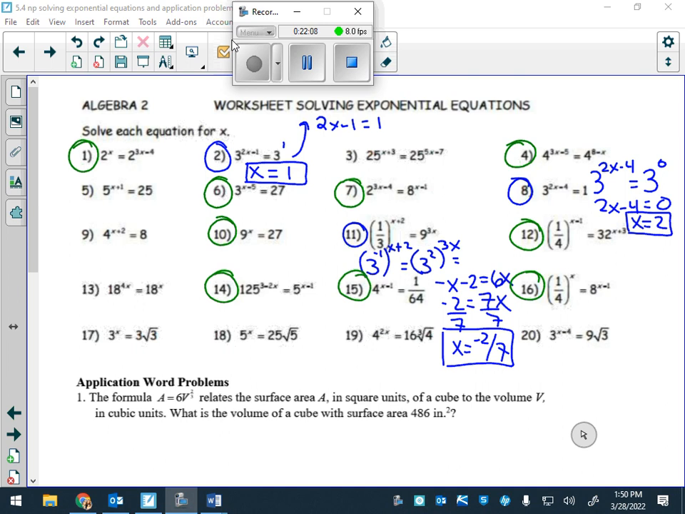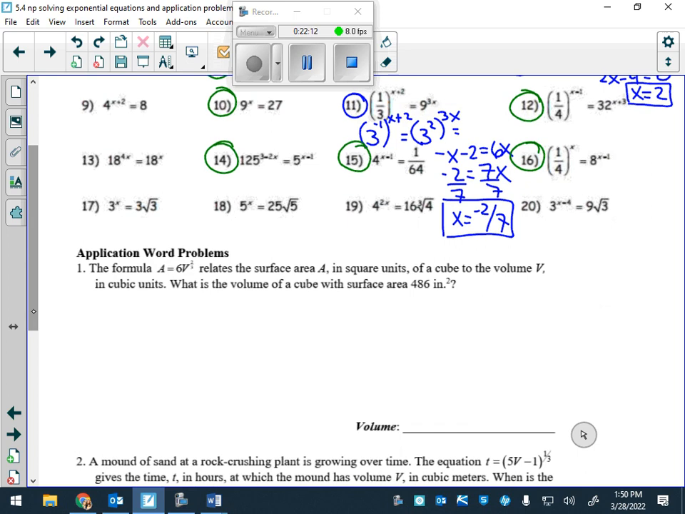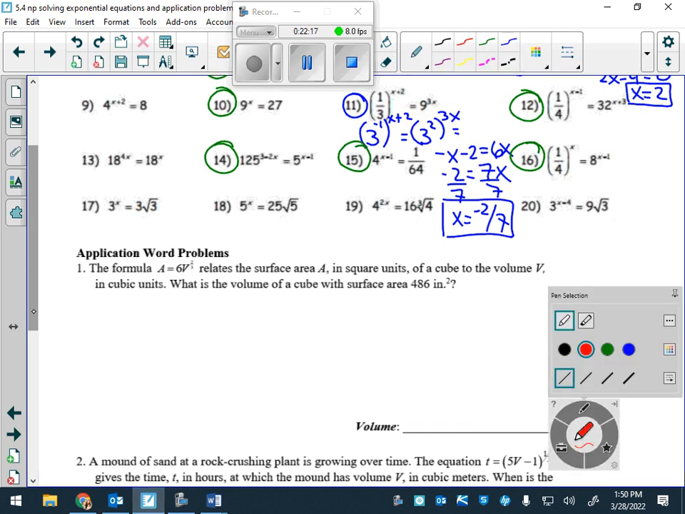Okay. If we look at number 17, we have 3 to the x equals 3 times the square root of 3. Well, do we have all the same base? Yeah. So we have 3 to the x equals 3 to the first times 3 to what power? How can I rewrite square root of 3? Yep. 1/2.